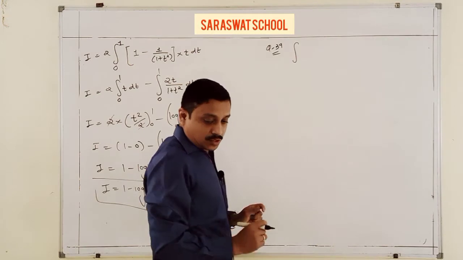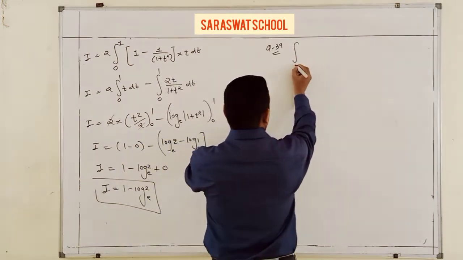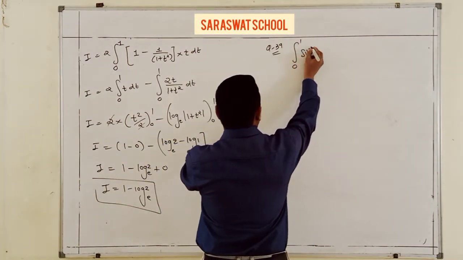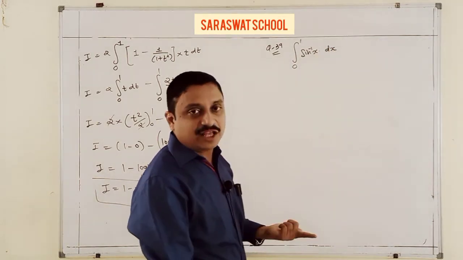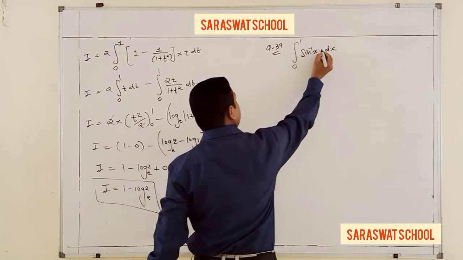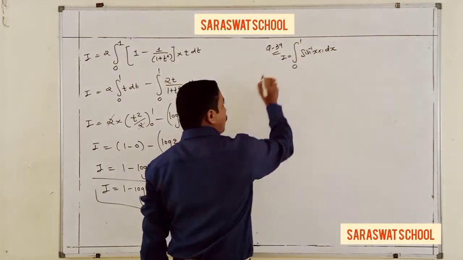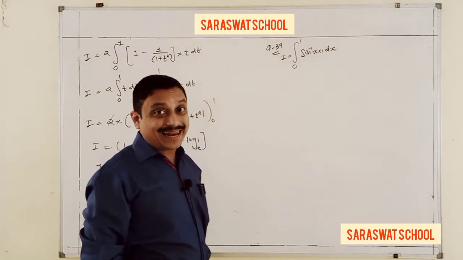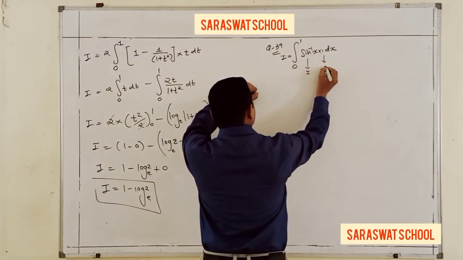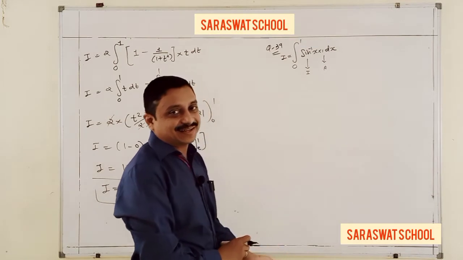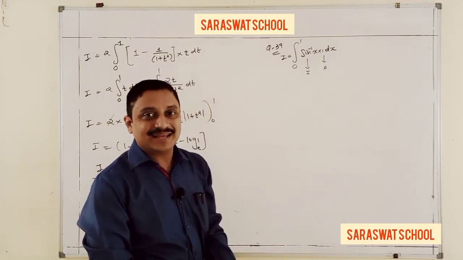Integration 0 to 1 of sin inverse x dx. By parts, the answer is pi by 2 minus 1. Can I write it down here as sin inverse x times 1? Going to LIATE, that is inverse, and here you have algebraic. Yes, inverse and algebraic.